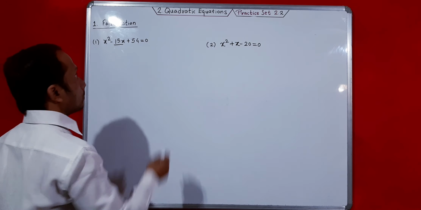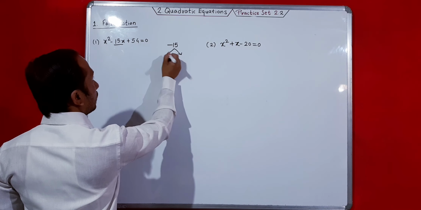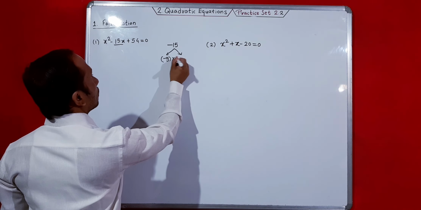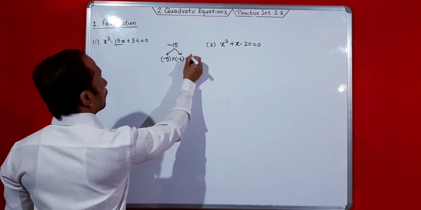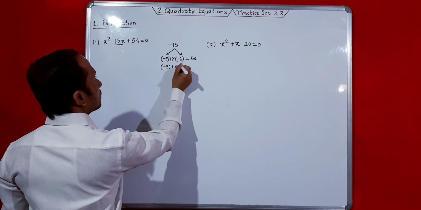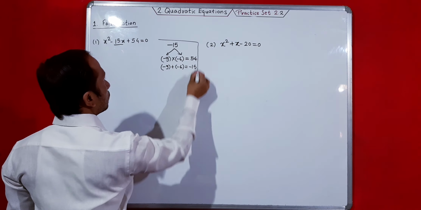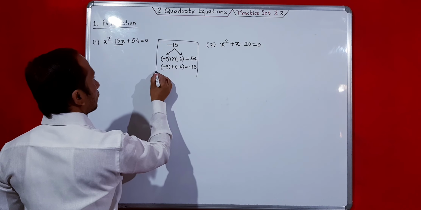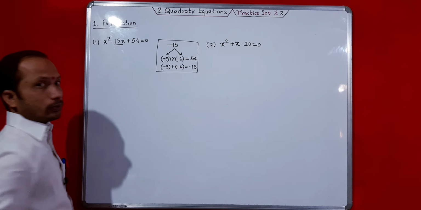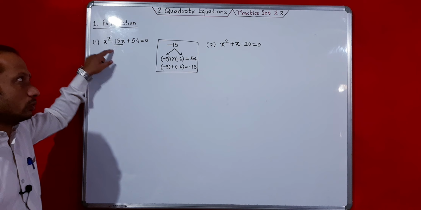Okay, so let's do. Minus 15, we have to factorize this in such a way that minus 9 into minus 6 gives you the product 54, and minus 9 plus minus 6 gives you the sum minus 15. So these are the factors. You have to factorize the number in such a way that the product should be equal to plus 54 and the addition should be minus 15x. Okay, so these are the factors.